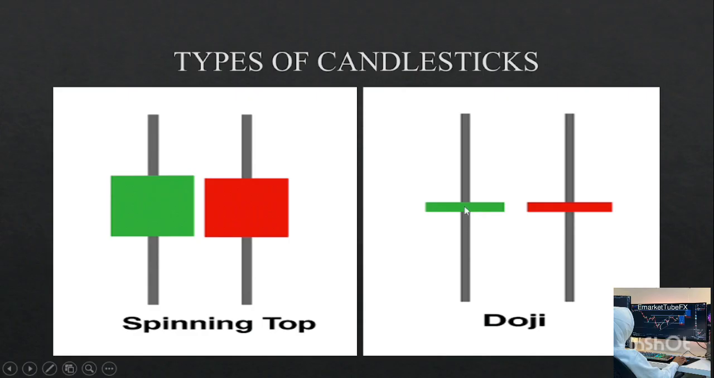So over here we call this candlestick indecision, in the sense that both buyers and sellers are in equilibrium. The selling power and the buying power are in equilibrium. No one is bigger than the other. Then when you come here, it's also the same. It represents indecision in the market.